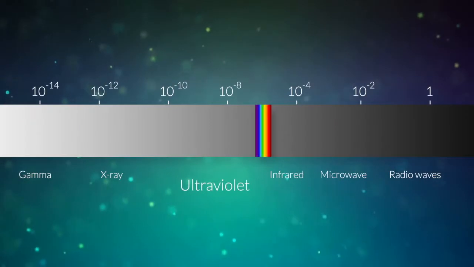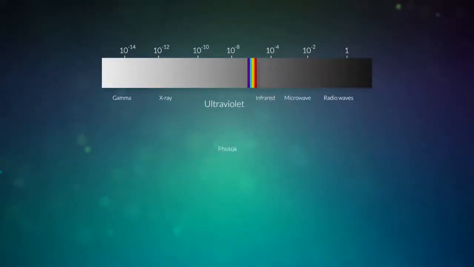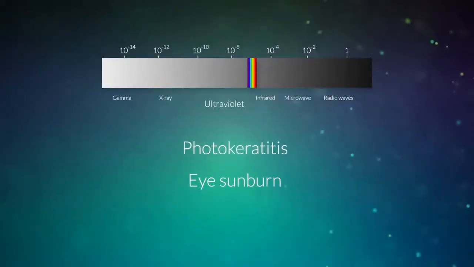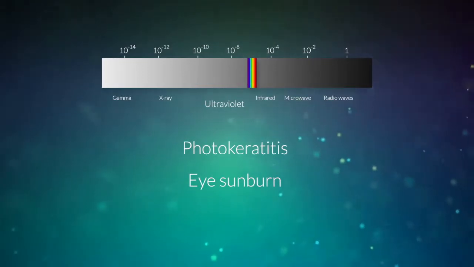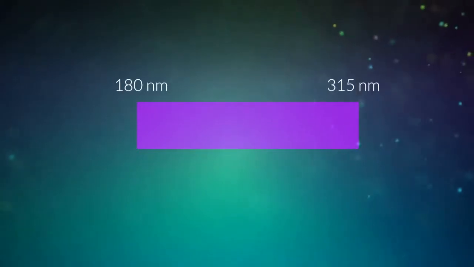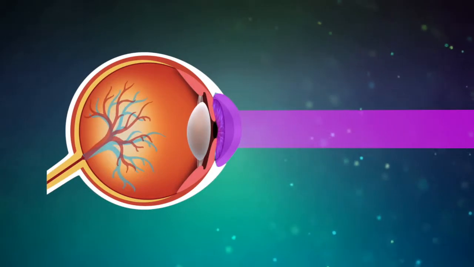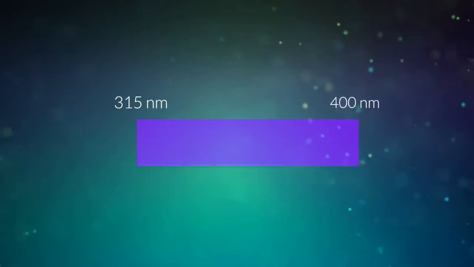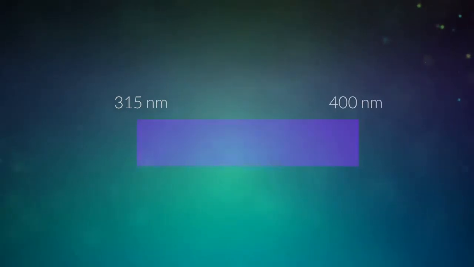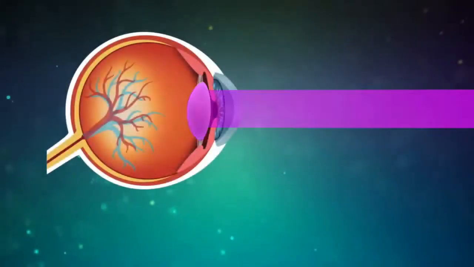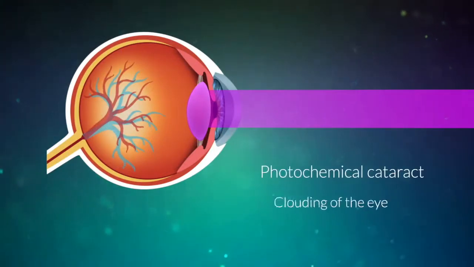Exposure to radiation in the far ultraviolet spectral region can cause photokeratitis, or sunburn of the eye, when in the wavelength region spanning approximately 180 to 315 nanometers. This can affect the cornea at the front of the eye, but also the skin. Light in the near ultraviolet wavelength region, spanning approximately 315 to 400 nanometers, will be absorbed by the lens in the eye and can cause photochemical cataract, or clouding of the eye lens.